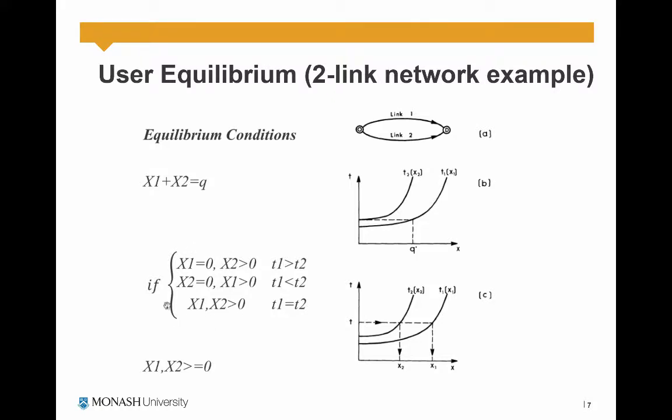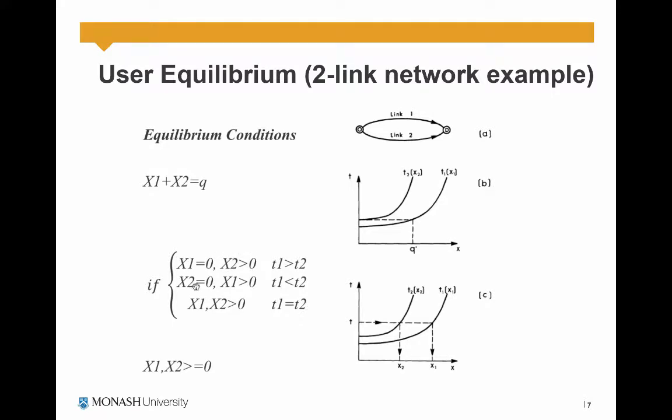The other condition that needs to be met is Wardrop's principle, saying that if x1 is 0 and x2 is greater than 0, that means definitely T1 is greater than T2. The travel time of link 1 is greater than the travel time of link 2. Why? Because the travel time of link 1 is greater than that of link 2. That's why no one's using it, and all the traffic will go through link 2.